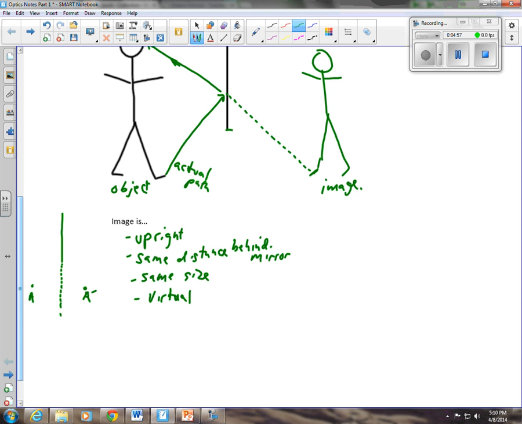Now, if I had an observer up here, so here's his eye, light from this object would hit the mirror and then bounce off into this eye. You would see it back here. So even though the mirror ended here, you can still see the images in the mirror.